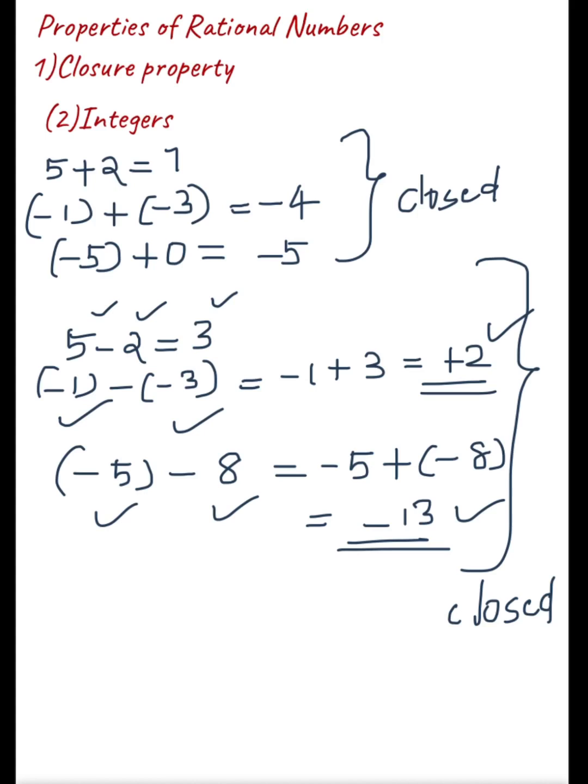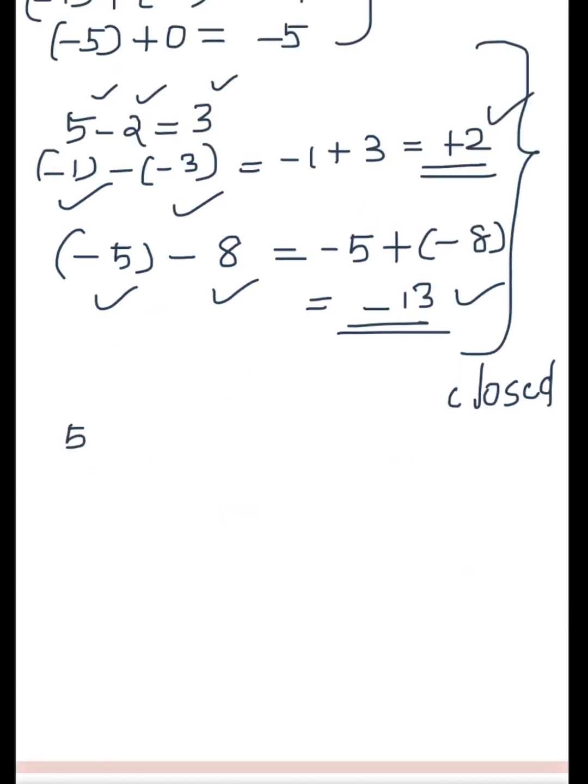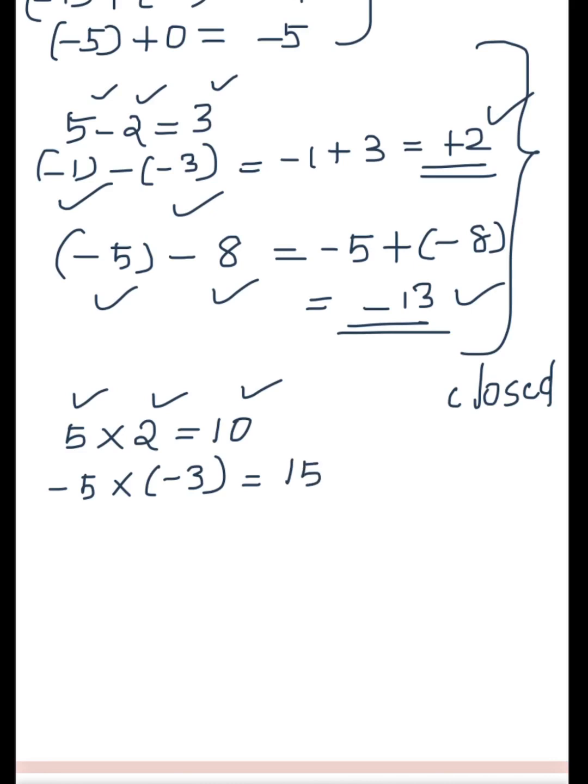Now let's see the case for multiplication. I am taking the number 5 and multiplying it with 2. Then what will be the answer? The answer will be 10. So here I am taking two integers and the answer is also an integer. Now minus 5 into minus 3. What will be the answer? You know that the answer will be 15. So here also I am taking two integers and multiplying them. The answer is also an integer. So here also you can see that integers are closed under multiplication.